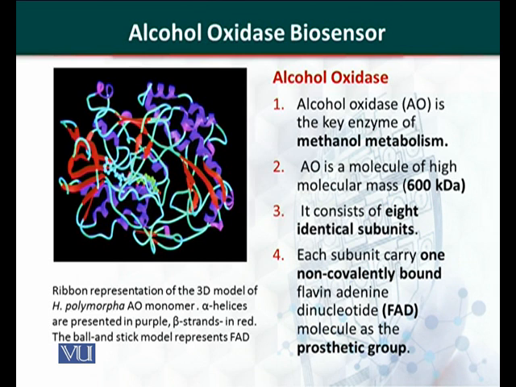You can see the structure of alcohol oxidase in this slide. This is a 3-dimensional structure and it is composed of alpha helices and beta pleated sheets. You can see the FAD molecules in ball and stick model in the slide.